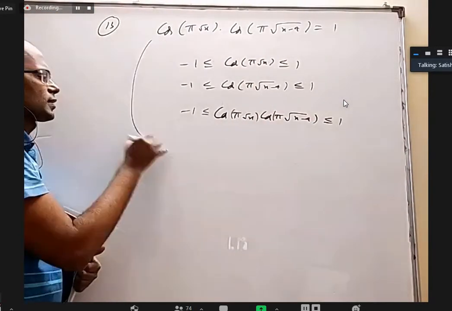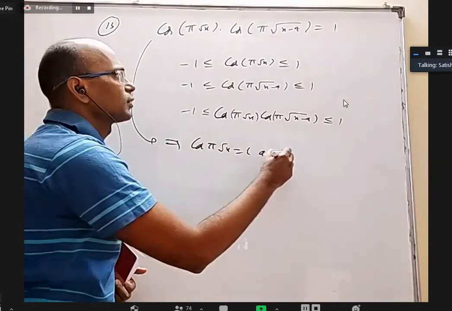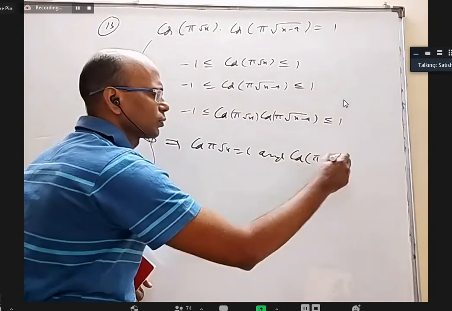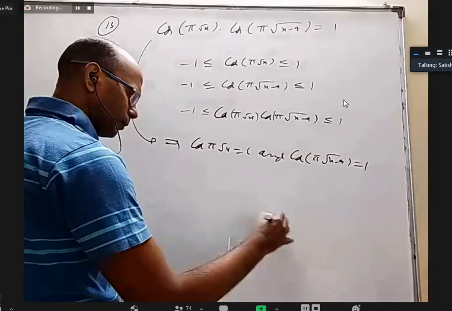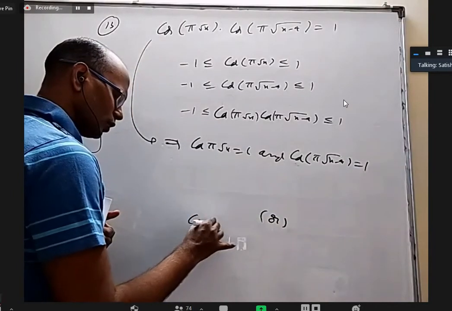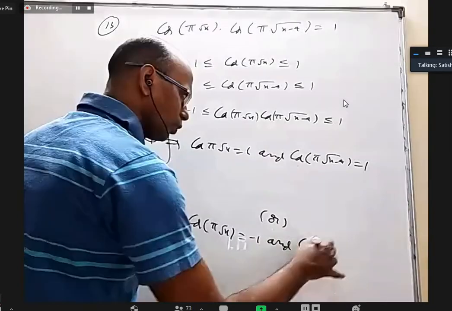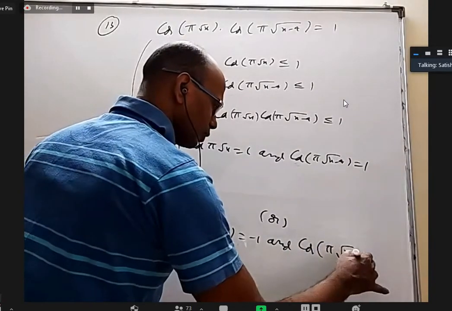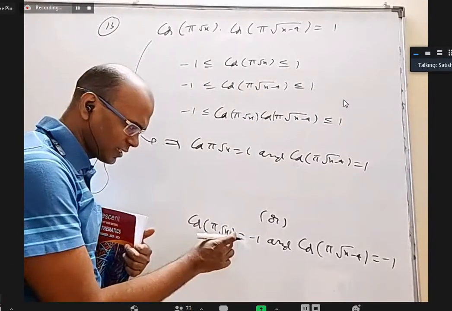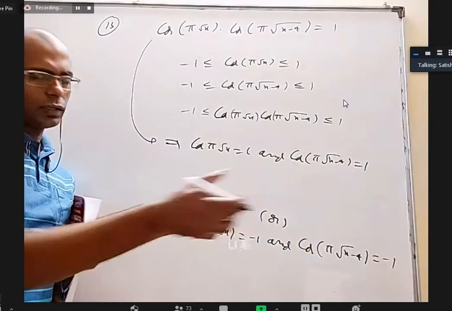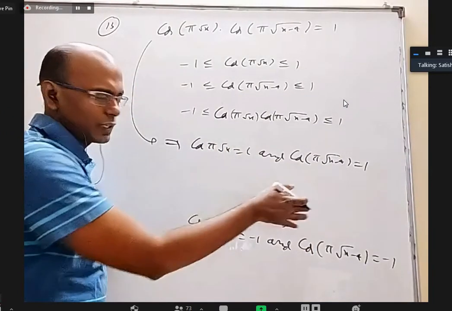So from this I can say cos pi root x is equal to 1 and cos pi root x minus 4 equal to 1. The other option, cos pi root x is equal to minus 1 and cos pi root x minus 4 equal to minus 1. This may not have a solution right now, but if I change the inside function slightly, we can have a solution. One should not only see what is obvious, but you should also see this.